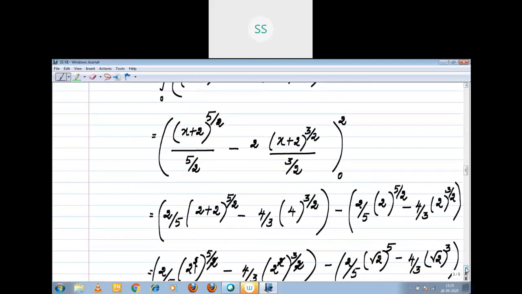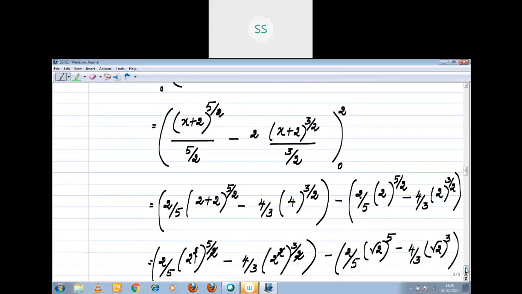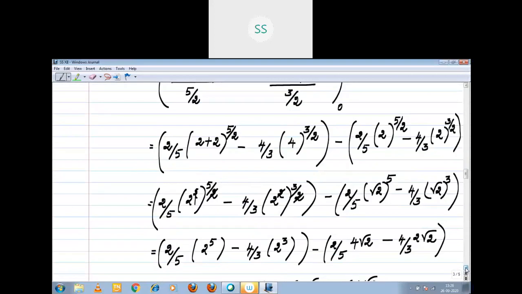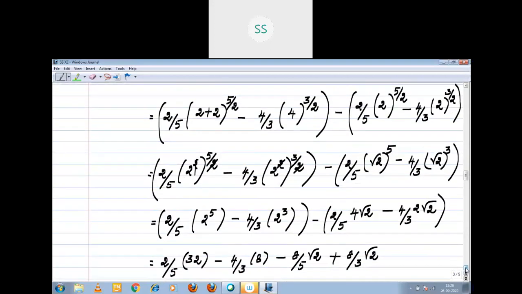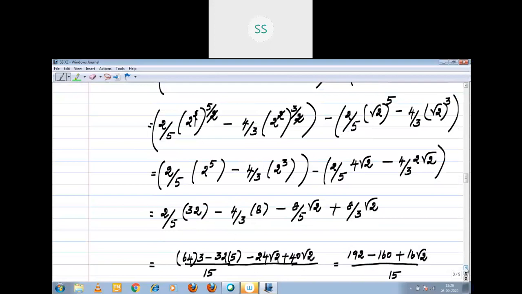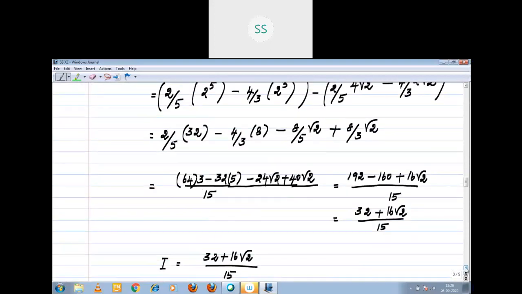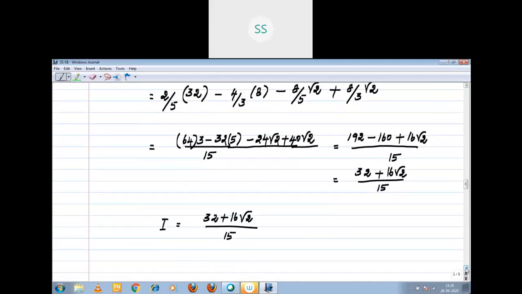The upper limit I modified. 4 can be written as 2 square, 2 square the whole power 5 by 2. So 2 cancel, 2 power 5. The same way here, square root of 2 power 3. Root 2 power 5, root 2 power 3. Then I simplified the format. Finally, I arrived at 32 plus 16 root 2 divided by 15.